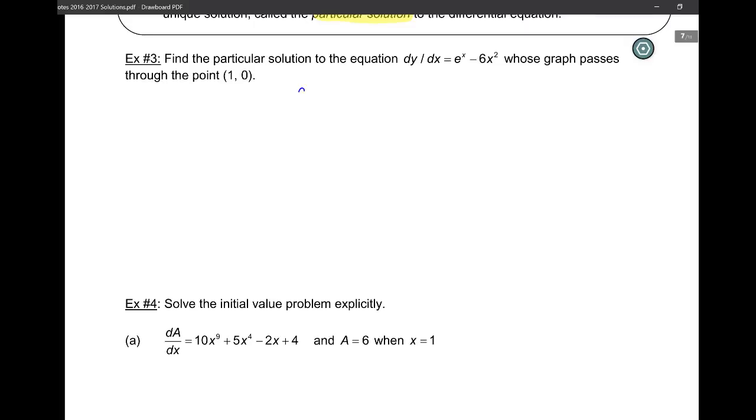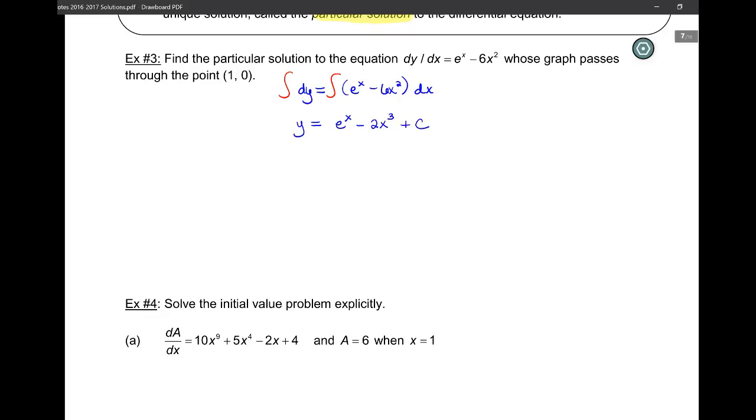So first thing is going to look just like the previous problem. So I got e to the x minus 6x squared, and we're going to move the dx over to the right side. Okay, don't worry about this. It's just find the particular solution whose graph passes through the point 1, 0. So I want to integrate both sides. So I still get my y equals. Here I'm going to get e to the x. Then this will be minus 6x cubed over 3, or minus 2x cubed. And we still have our plus c.